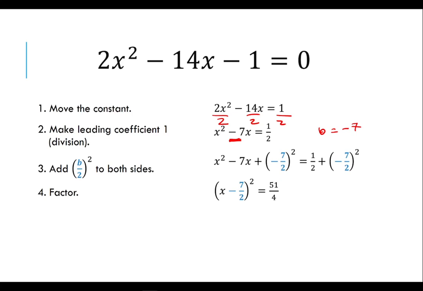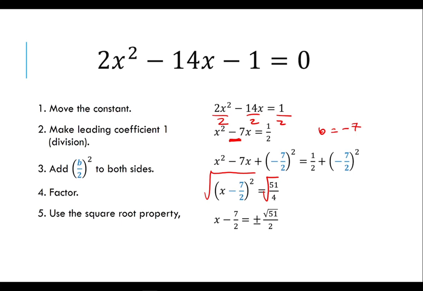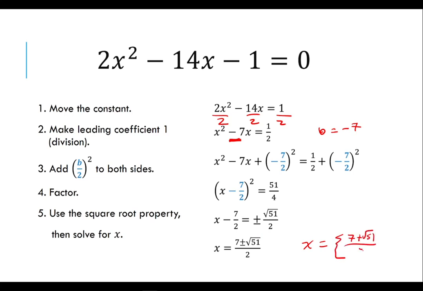Then we can use the square root property. We're going to take the square root of both sides. Okay? So when we take the square root of both sides, we're going to get exactly what we have below. That is, x minus 7 halves is equal to plus or minus square root of 51 divided by 2. Then we're going to finish solving it, add 7 halves to both sides, and when we add 7 halves to both sides, we're going to get 7 plus or minus root 51 over 2. And so our solution set would be 7 plus root 51 over 2 and 7 minus root 51 over 2.